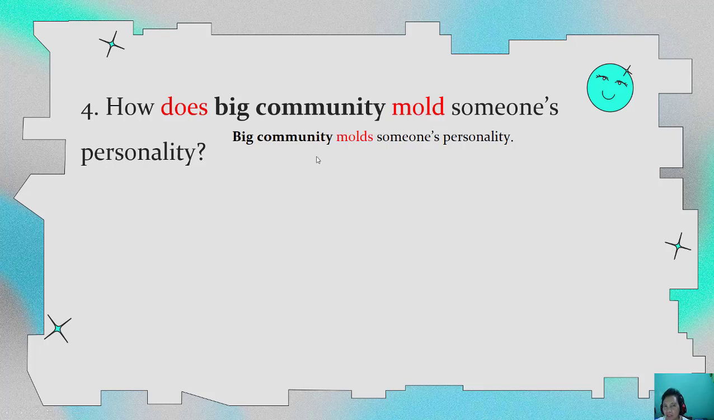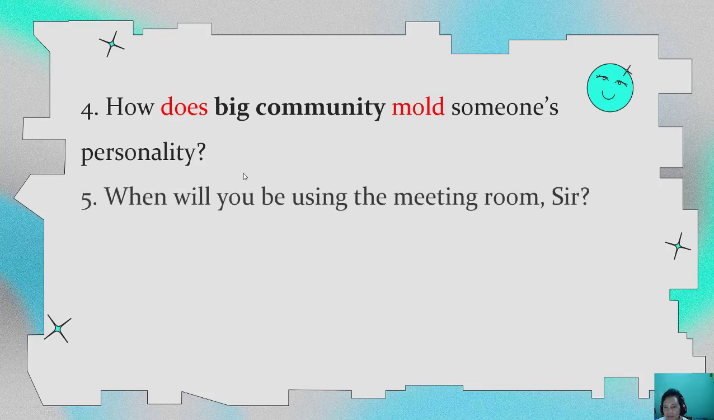That's why it is important to remember that does replaces s, so the s here is omitted. Okay, next. When will you be using the meeting room, sir? When? And question. So it is a question again. This is a question, and we have when. You can have when, you can have how, you can have many kinds of question word or WH question. But what is the difference is only the tense.